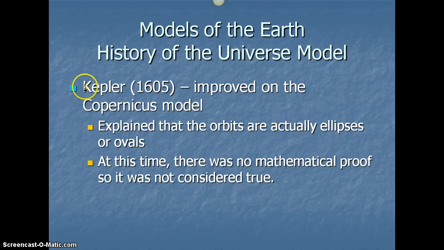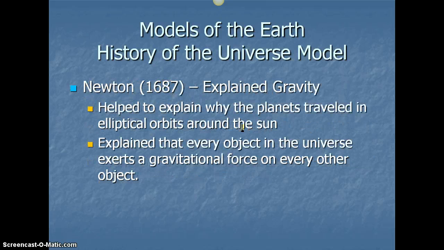Kepler came along next, and he improved on the Copernicus model, and he said that the orbits are actually ellipses going around the sun. At this time, there was no mathematical proof, so again, people were sketchy on him, thinking, well, I don't really know if this is true. And so along came Newton, which we've done quite a bit with Newton in this semester, and he explained gravity. With some mathematical explanation, people then understood a little better that the orbits were actually elliptical, and he helped explain why planets traveled in elliptical orbits.